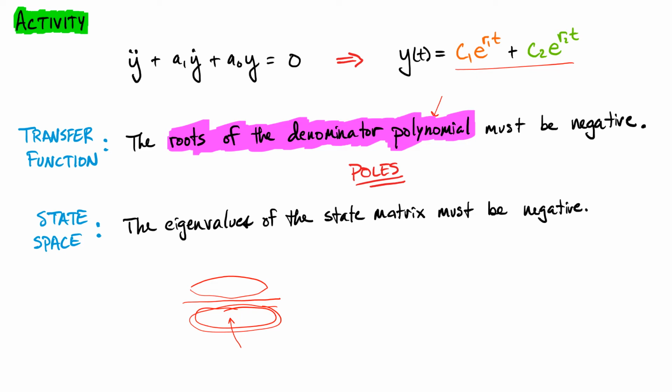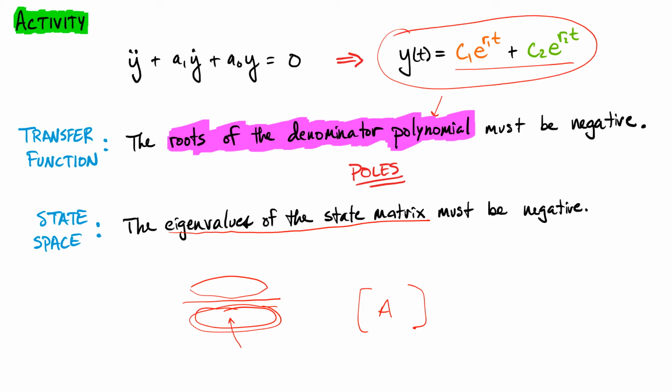R1 and R2 also appeared as the eigenvalues of the state matrix. We had our state matrix, and we took the determinant of A minus lambda I and found the values that make that determinant equal to 0. Those are the eigenvalues, and that is exactly what R1 and R2 were. So the eigenvalues of the state matrix must be negative for this solution to be stable.